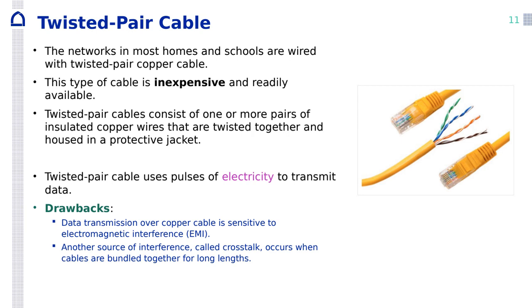What are the disadvantages or drawbacks? Data transmission over copper cable is sensitive to electromagnetic interference, EMI. Another source of interference called crosstalk occurs when cables are bundled together. يعني هي مشكلة الكروسtalk والEMI الانترفيرنس بيأثر على it affects twisted pair cables. Okay.